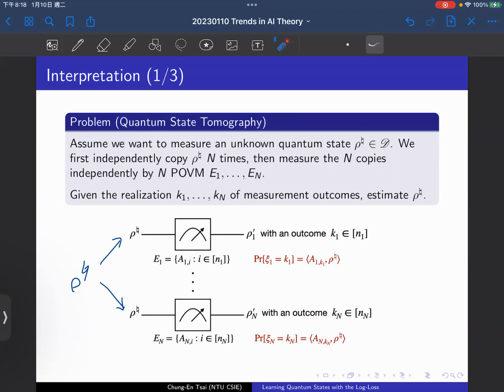So what we want to do is, after observing K1 to Kn, to know what rho natural is. And there is a very natural approach. I forgot to mention one important assumption: that the measurement outcomes are independent. Okay, this is an important assumption to make the following approach reasonable. So suppose the outcomes are independent, then a natural approach is to consider the maximum likelihood estimation.